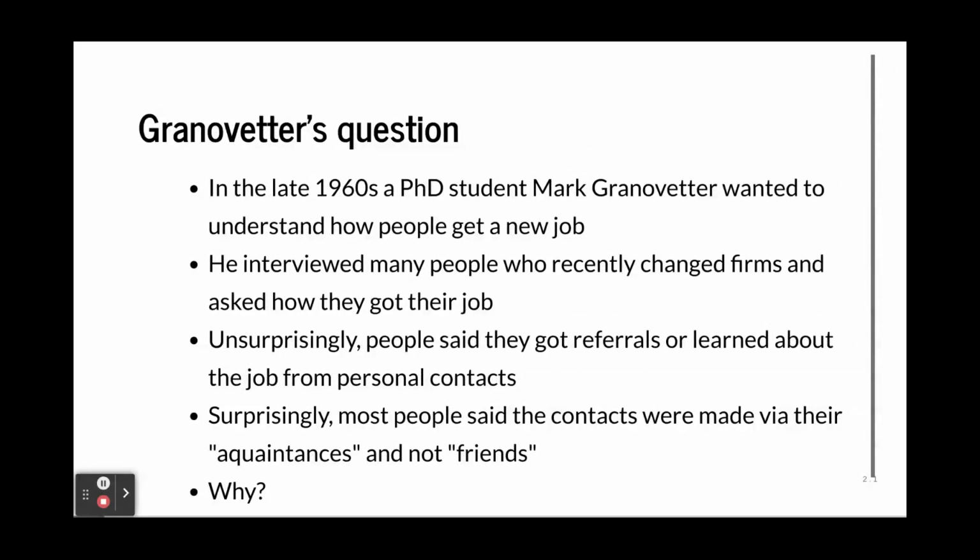So let's start with a very interesting research question that was put forward in the 1960s by a PhD student named Mark Granovetter. Mark was considering how people get a new job, and he wanted to understand what types of relationships led to the finding of a new job. So, what he did was he interviewed many people who had recently changed firms or companies, and he asked them how they found their new position.